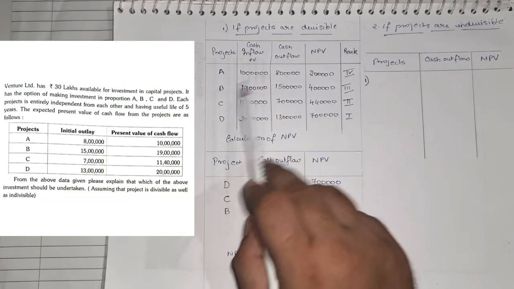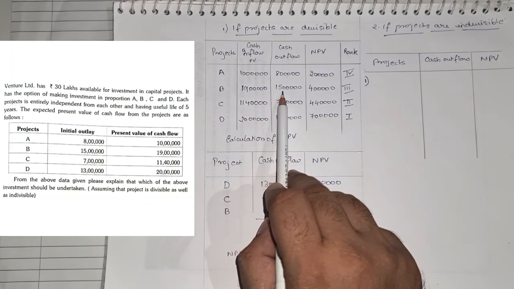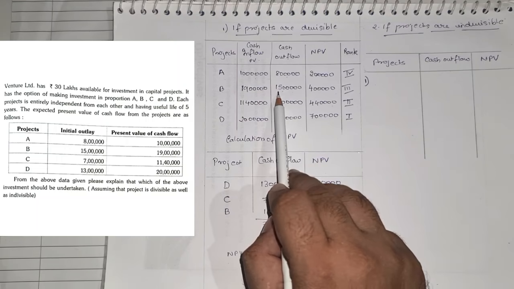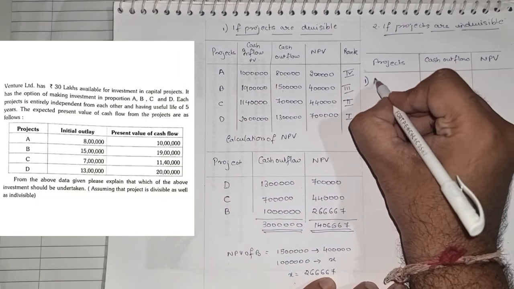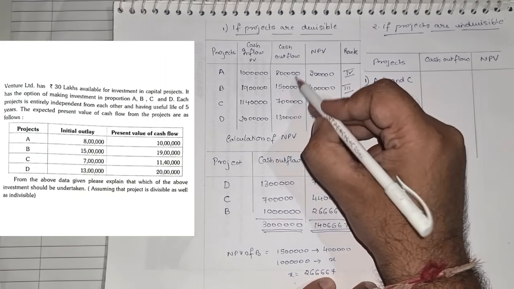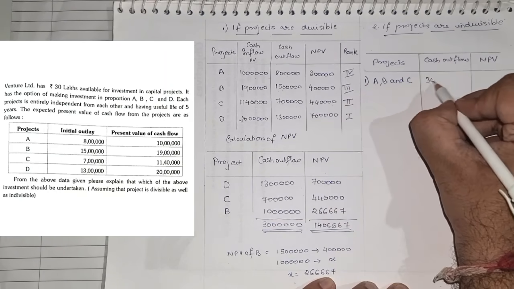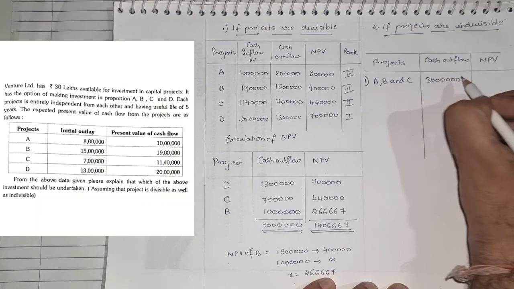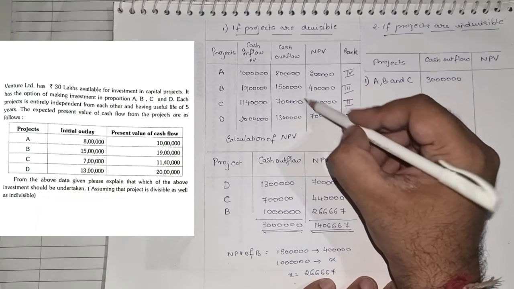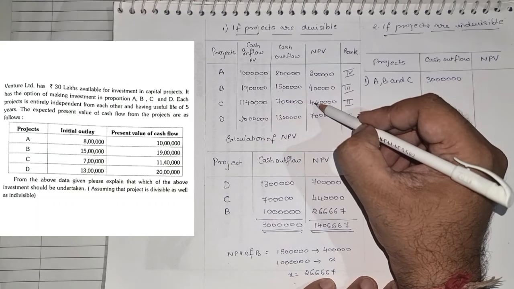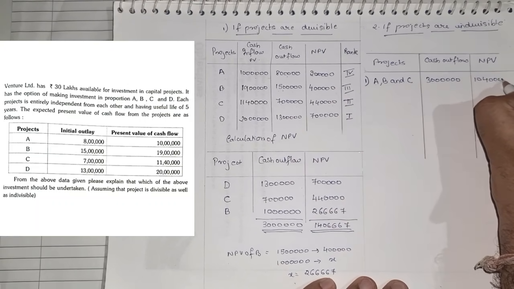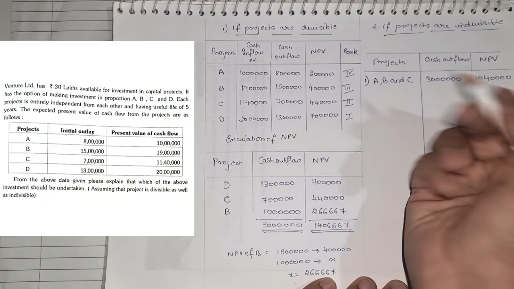A is 8 lakhs, B is 15 lakhs, the outflow, and C is 7 lakhs. So 8 plus 15 plus 7 is 30 lakhs. So what if I take the combination of A, B and C? 8 plus 15 plus 7 is 30 lakhs. Okay. And the NPV that I can fetch from taking these three projects will be 4 and 4, 8 and 2, 10 lakh 40,000. Okay, that's my first alternative.